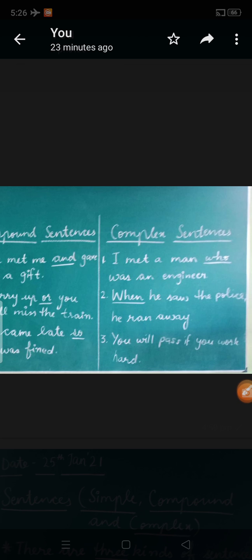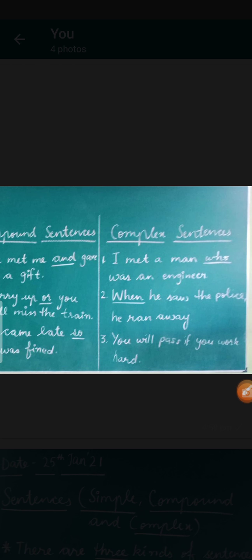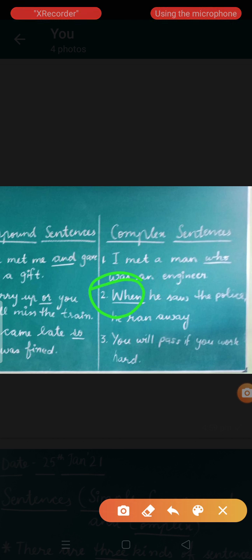Clear? When he saw the police, he ran away. When he saw the police, dependent clause. He ran away, independent clause. And when is a subordinating conjunction. You'll pass if you work hard. Here, you will pass is an independent clause. If is a subordinating conjunction, and if you work hard is a dependent clause. Clear, students?